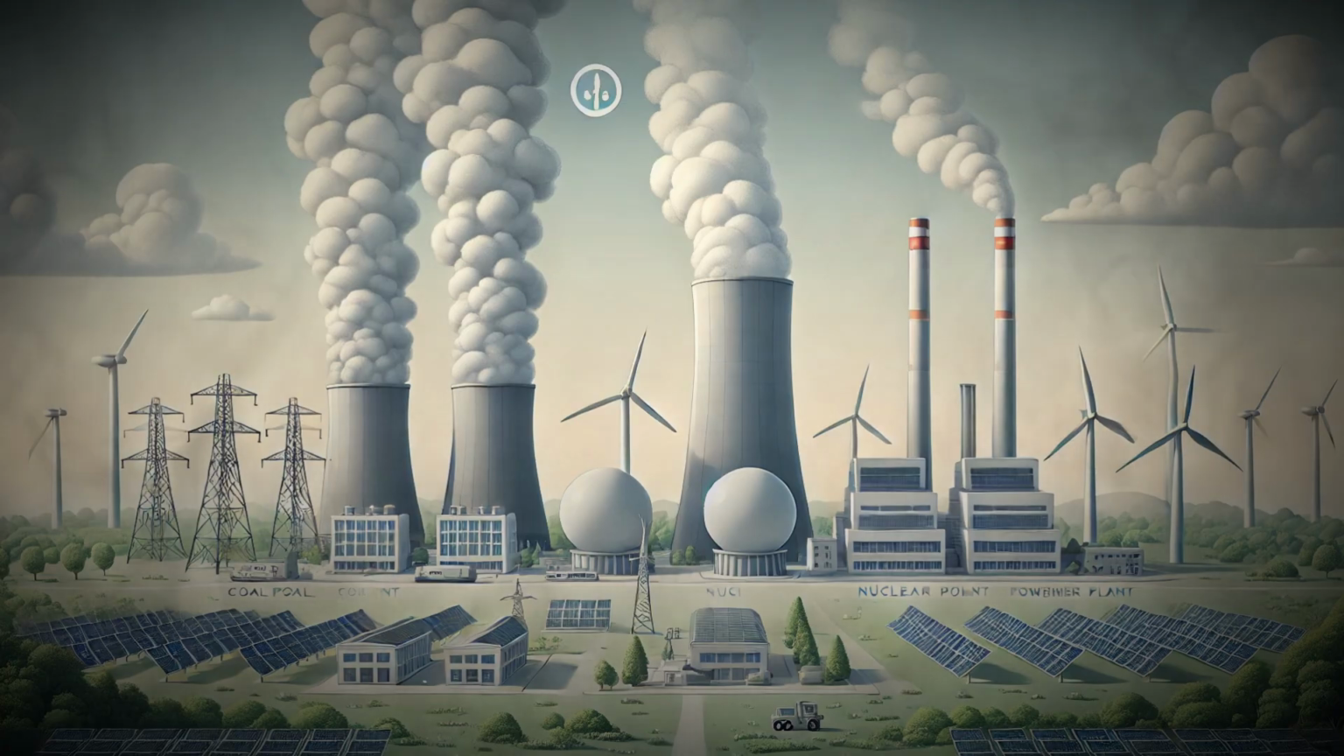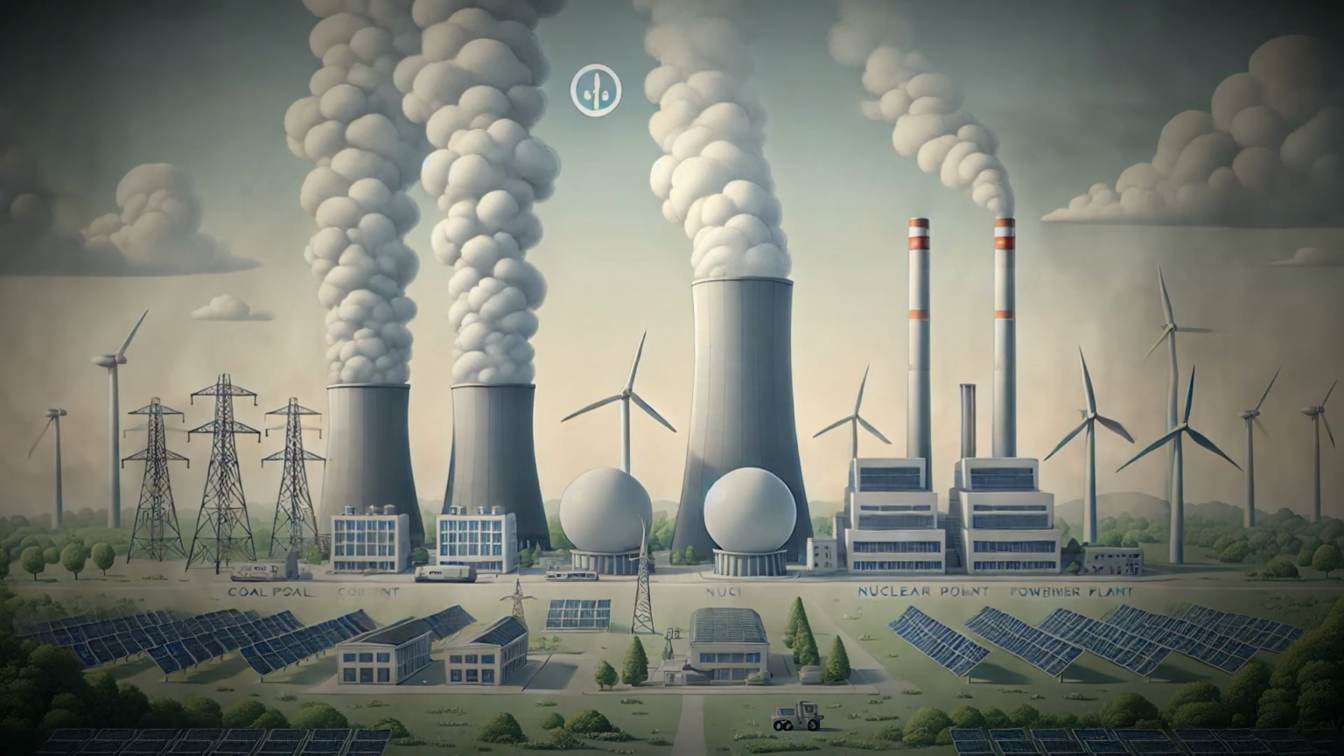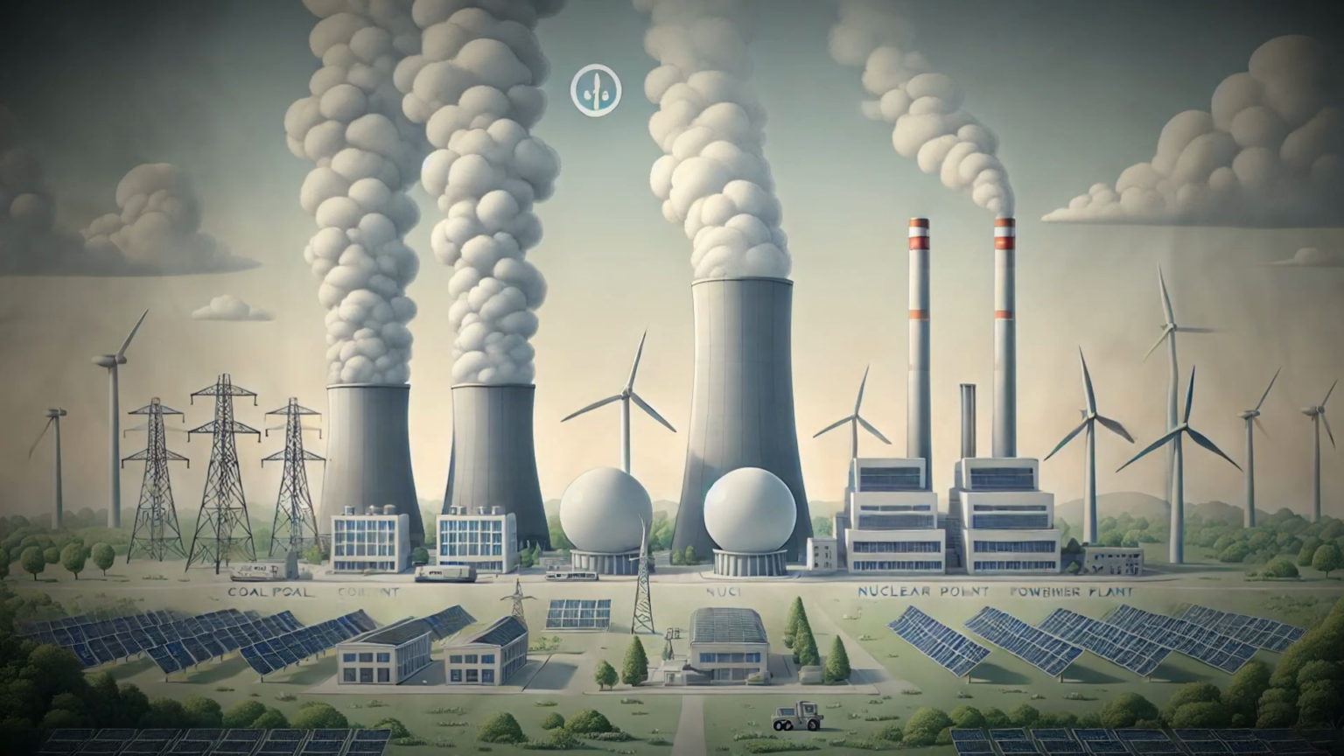When comparing environmental impacts, nuclear power is often contrasted with coal. Coal plants emit large amounts of carbon dioxide, sulfur dioxide, nitrogen oxides, and particulate matter, all of which contribute to climate change and air pollution. Nuclear plants do not produce these emissions during operation, making them far cleaner in terms of air quality.